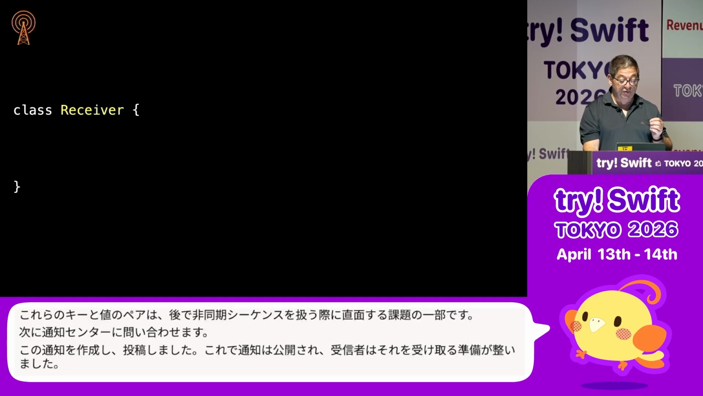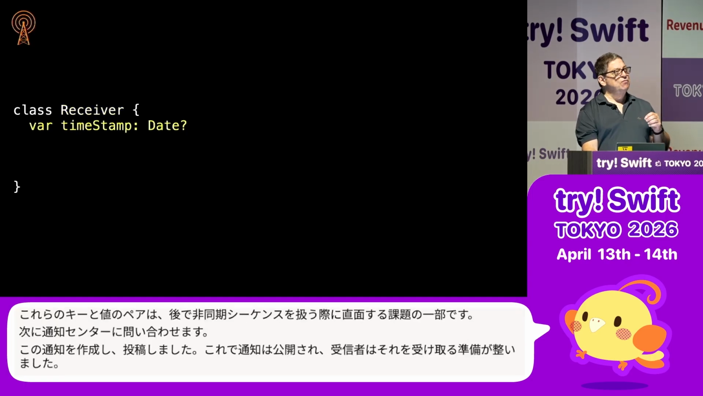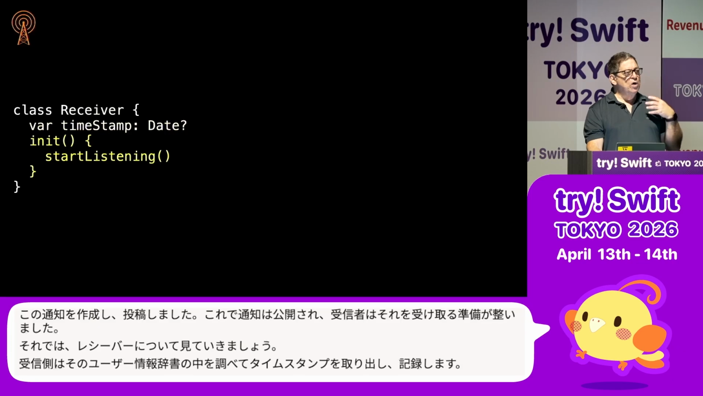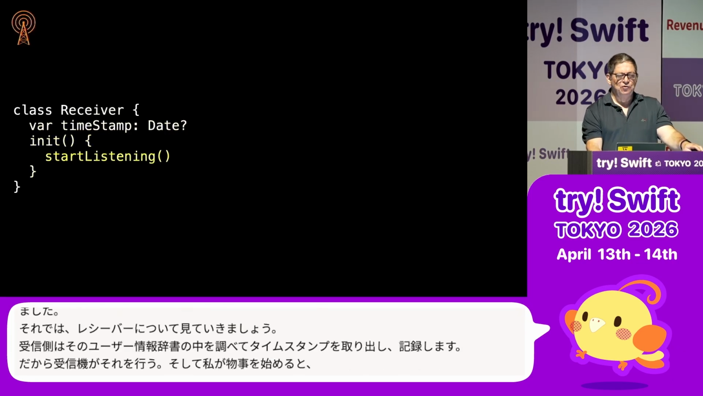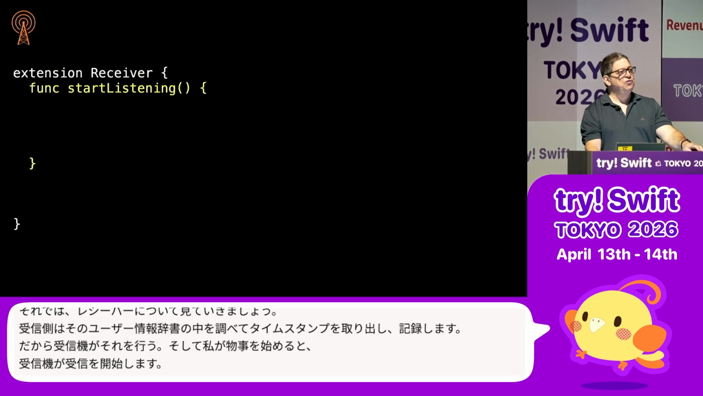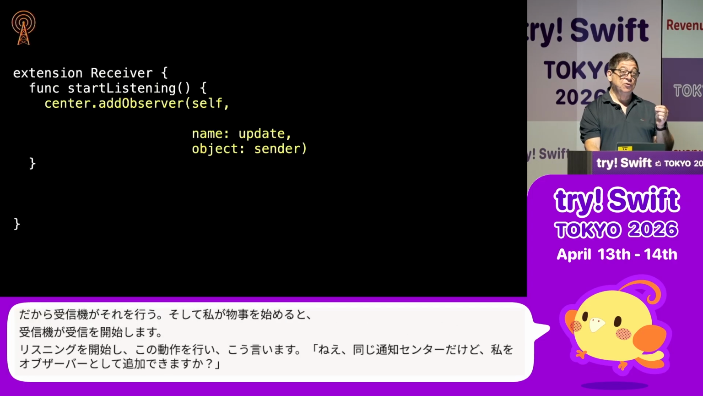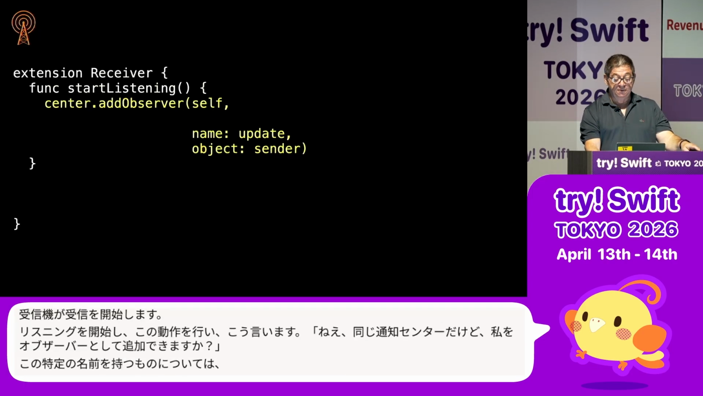So let's look at receivers. The receiver's going to look inside that user info dictionary and pull out that timestamp and record it, and so the receiver's going to do that, and when I start things up, the receiver's going to start listening. And so when it starts listening, it does this. It says, hey, same notification center, can you add me as an observer? I'm listening for things that have this particular name coming from this particular sender.